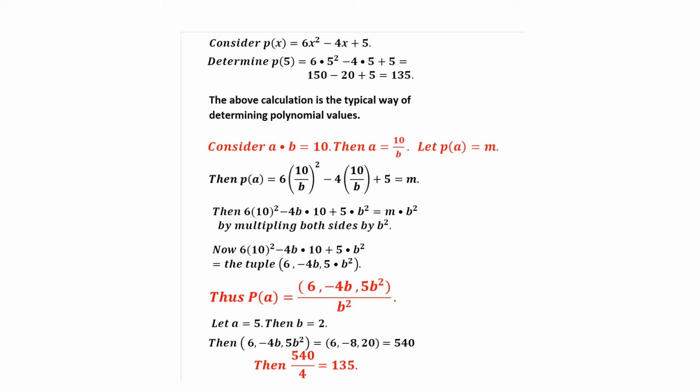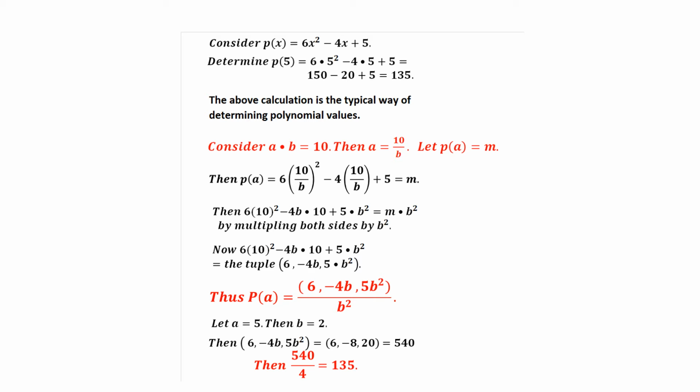Now, consider a times b is equal to 10. Then if we divide both sides by b, a is equal to 10 over b. And we're going to let p of a equal m. Figure out m. Now, p of a is equal to 6 times a, 10 over b, squared minus 4, 10 over b, plus 5, that's equal to m.